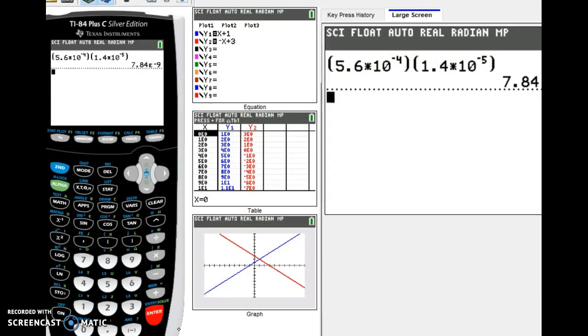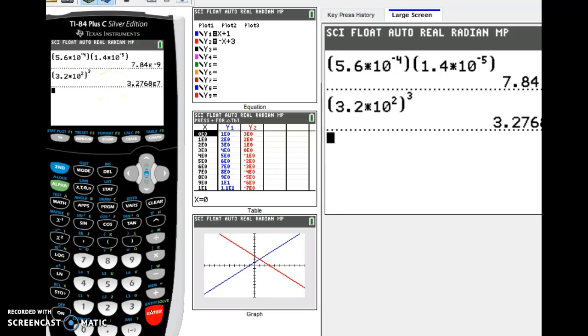The second example, we've got 3.2 times 10 squared. Let's put it in parentheses: 3.2 times 10 to the 2nd power. We're going to go over, close our parentheses, make sure your parentheses are the same size. Now we're going to take that and raise the whole thing to the third power, like that. So it should look like that on your screen. When you press enter, you're going to get 3.27 times 10 to the 7th power.